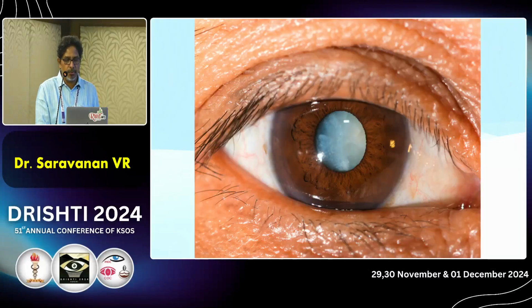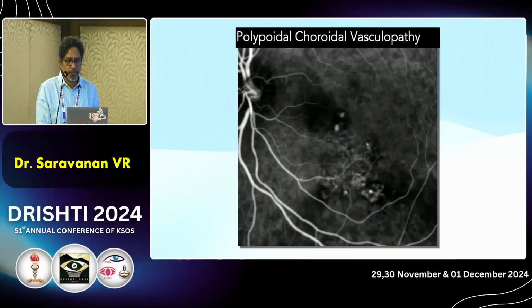Plus, in patients who are not very cooperative, it's very difficult to capture OCTA. Significant media opacity is again very difficult for OCTA, whereas fluorescent angiogram can be decently captured. And one more thing is that in some diseases like polypoidal choroidal vasculopathy, the OCT does not pick up some of the lesions very clearly.